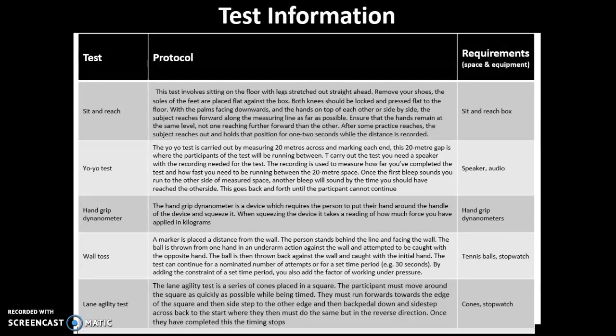So for this test, you need cones and a stopwatch, because you need to lay out the square that the client will run around, and then you have to record how long they take.